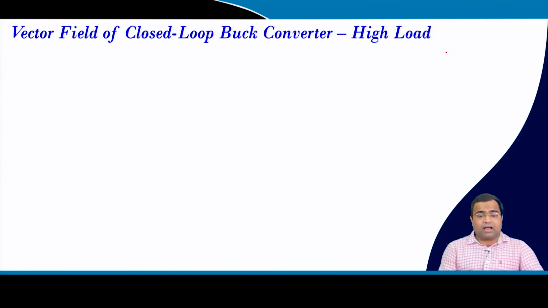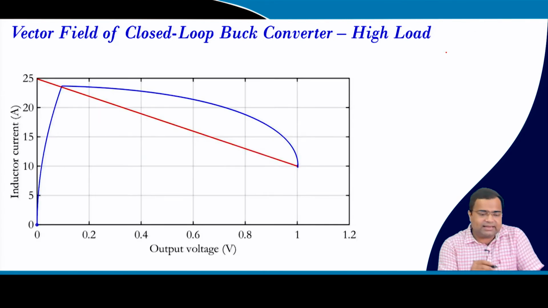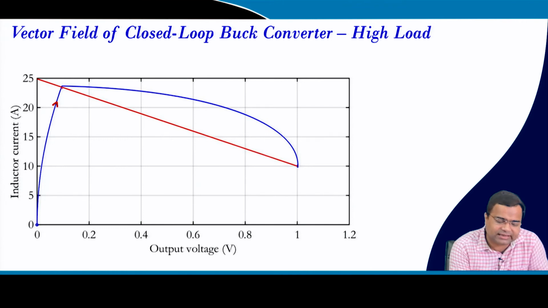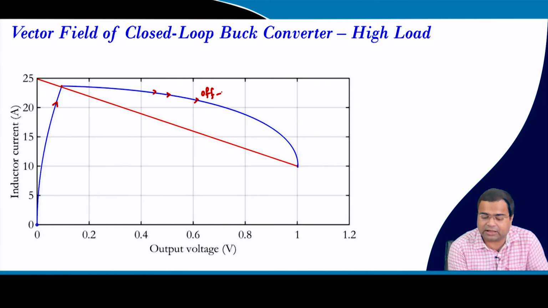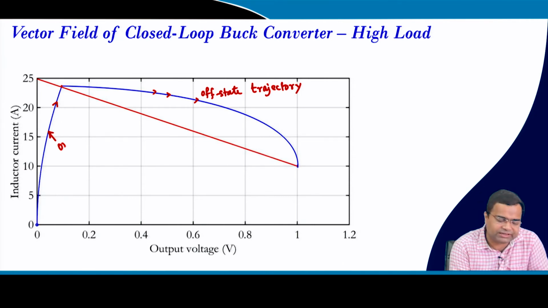Now, with a higher slope, you see the trajectory first hits here, then it turns off, but it may not, because this movement is decided by the off state trajectory. So, this is the off state trajectory, because we have already drawn the vector field, and this is my on state trajectory.